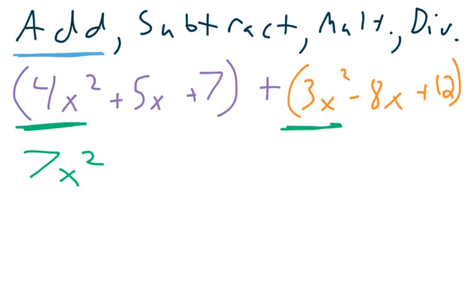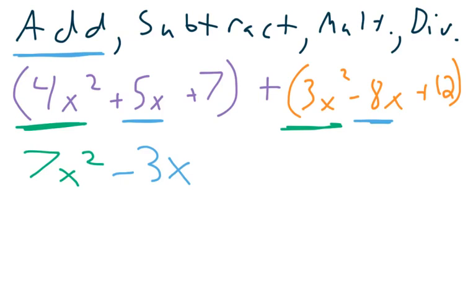Then I'm going to do the exact same thing for this 5x and this minus 8x. So again, they have the same letter. I can go ahead and add these together. So what's 5 plus negative 8? We get negative 3, and that letter x goes with them.